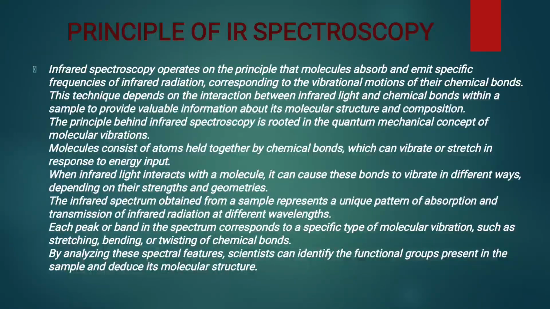The infrared spectrum obtained from a sample represents a unique pattern of absorption and transmission of infrared radiation at different wavelengths. Each peak or band in the spectrum corresponds to a specific type of molecular vibration, such as stretching, bending, or twisting of chemical bonds. By analyzing these spectral features, scientists can identify the functional groups present in the sample and deduce its molecular structure.